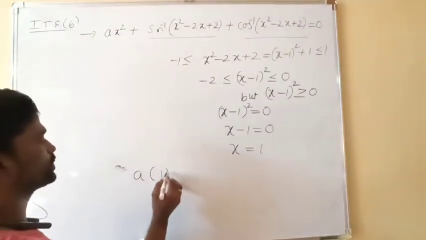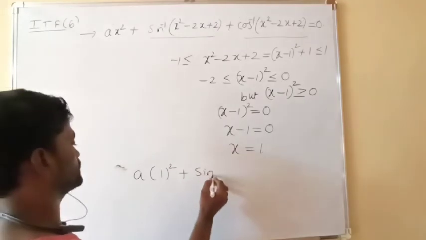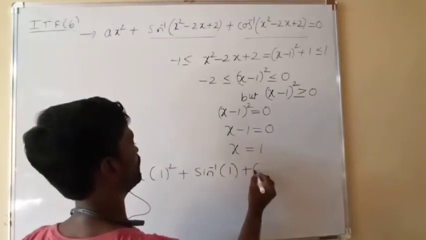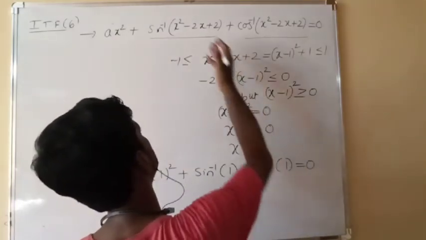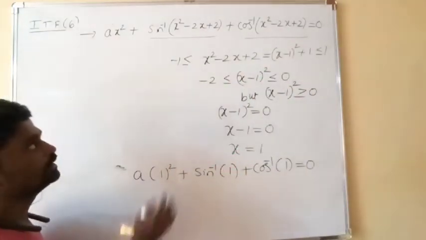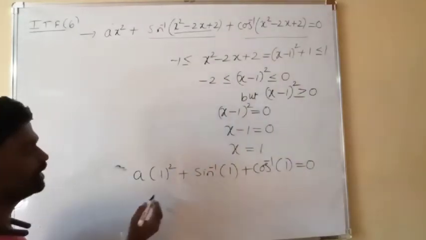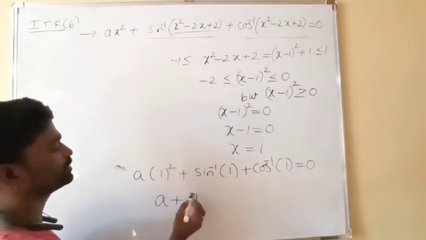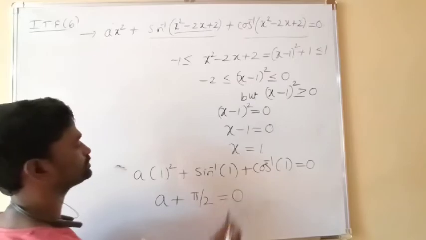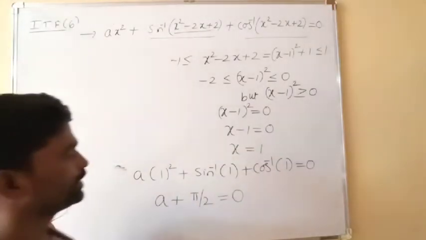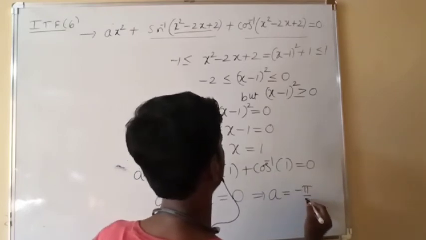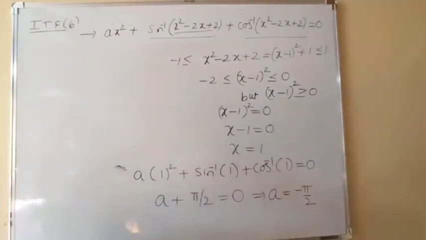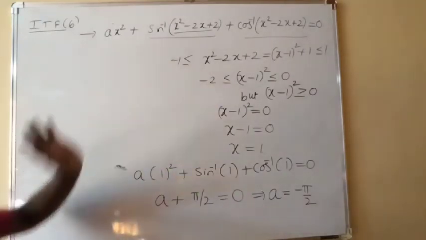a into 1 square plus sine inverse of 1 plus cos inverse of 1 is equal to 0. Because if you put x is equal to 1, what will you get? 1 only in the argument. The argument becomes 1 only. So a plus sine inverse of 1 plus cos inverse of 1, which is pi by 2, is equal to 0. So thus the value of a is how much? Minus pi by 2. So if the value of a is minus pi by 2, then only the given equation holds.